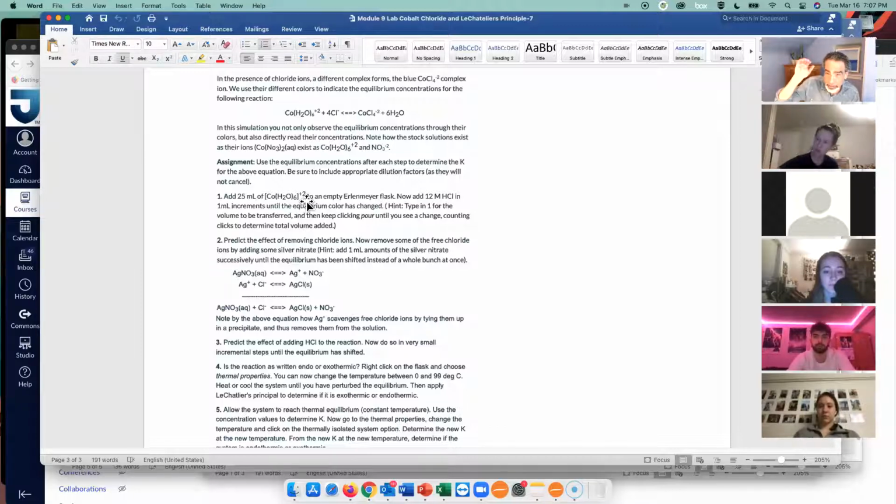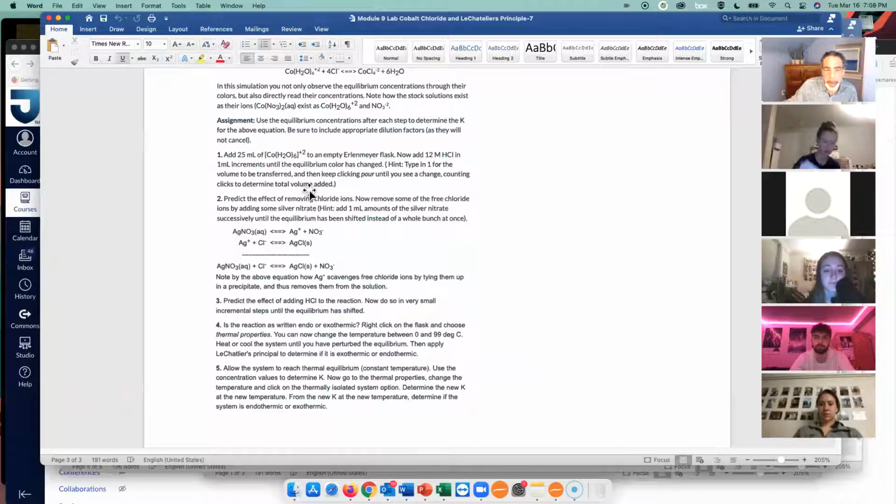You get to be the perturber. You get to go in and take something that's at equilibrium, mess around with some things, and notice how it shifts. And those shifts are denoted by color changes. Okay, so 5 little things here in the assignment. For each one of these, I followed up in the post lab. So let me jump to that.